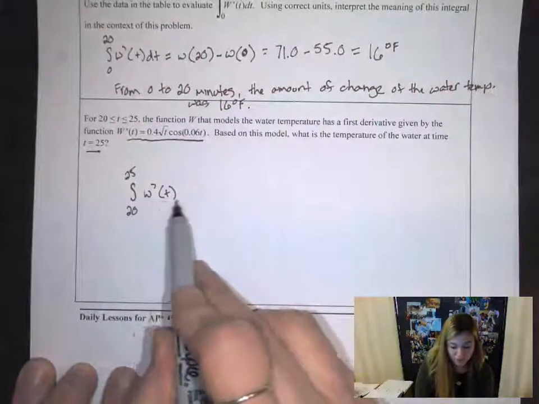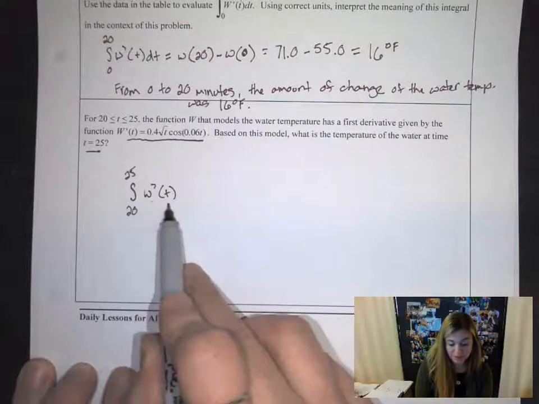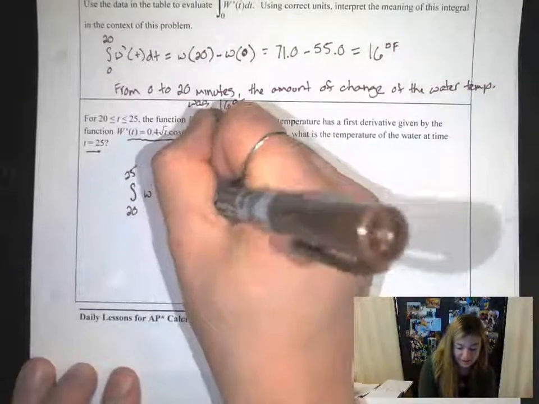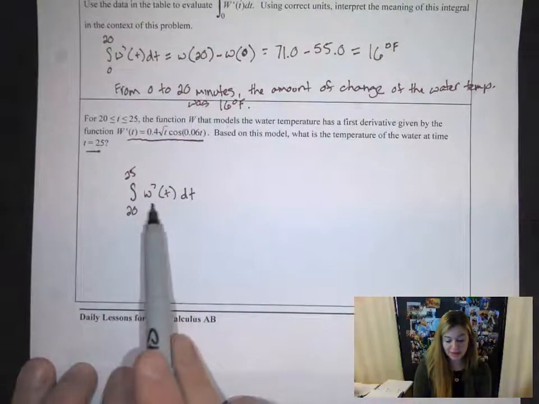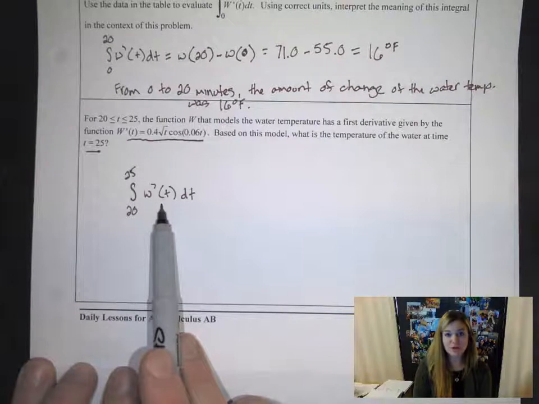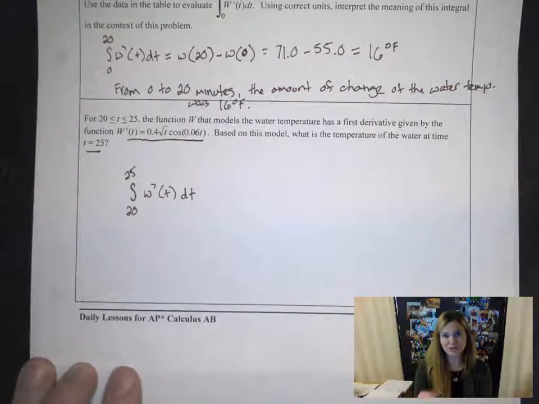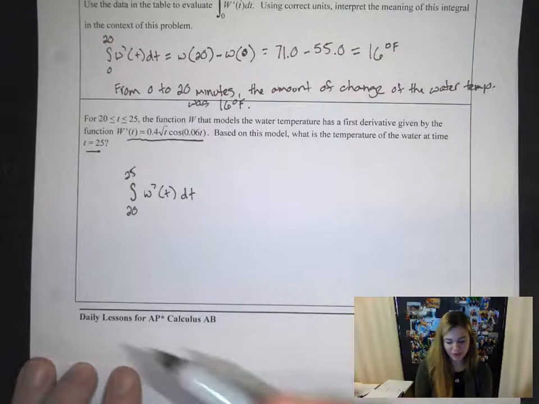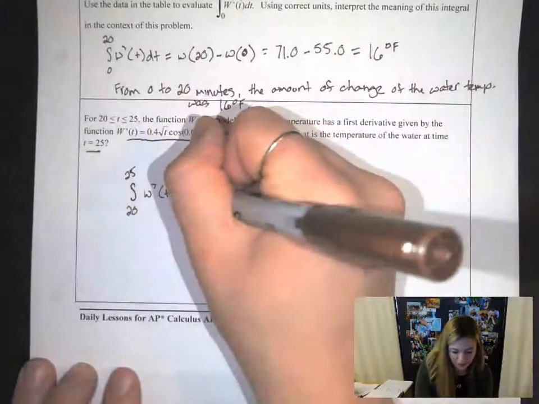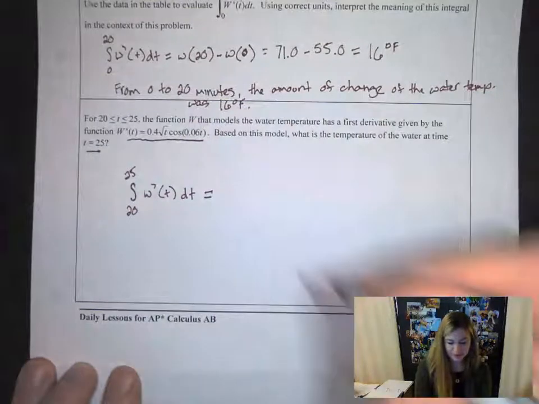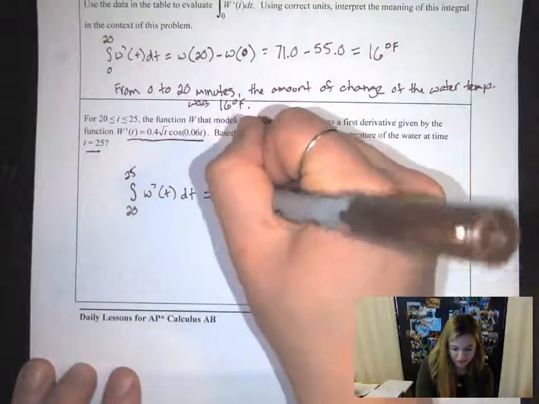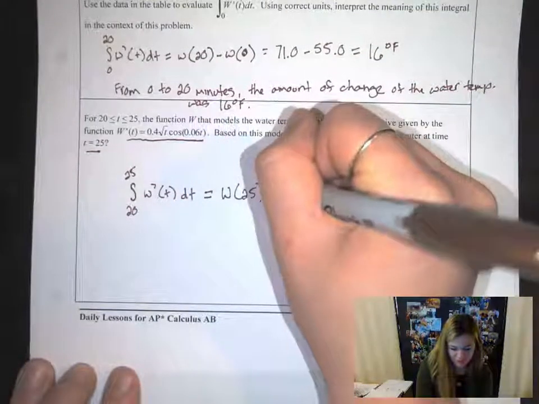Whenever you're writing this, it's really important to put W prime of t dt, because when we were drawing all those rectangles, remember this is the height, and this would be like the width, the change in whatever the x value is, or in this case t. Okay, to do this you might say, well, I know this is equal to W of 25 minus W of 0.